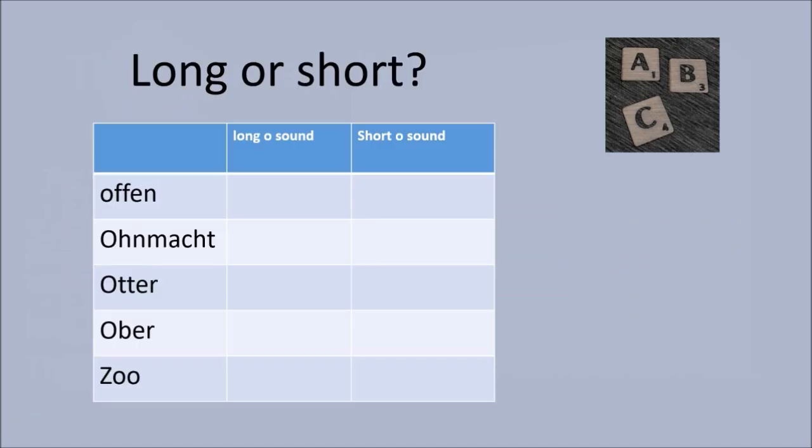Your turn again. Long O or short? O or O? And I give you the answer. Offen, which is short. Ohnmacht. Otter. Ober. Zoo.